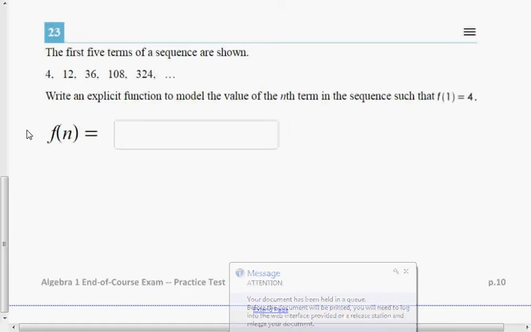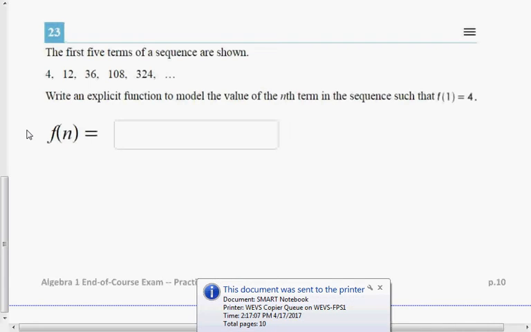Okay, the first 5 terms of a sequence are shown here. And they want you to write an explicit function to model the value of the nth term in the sequence such that f of 1 equals 4. Okay, the notation makes this seem more confusing maybe than it needs to be.